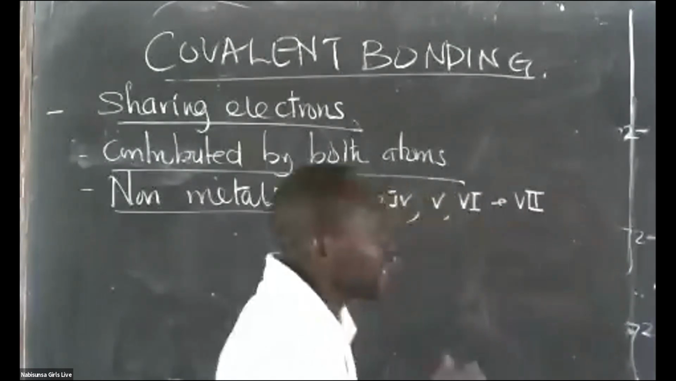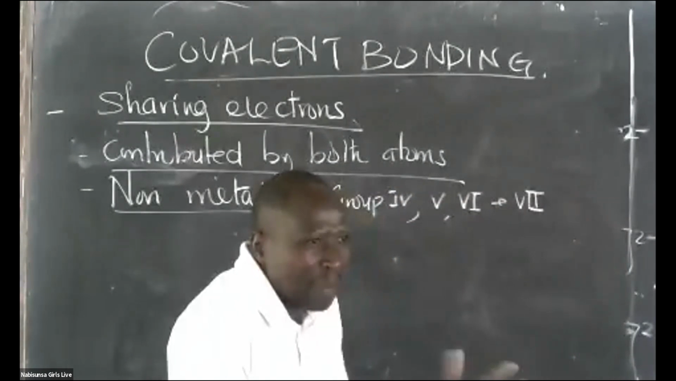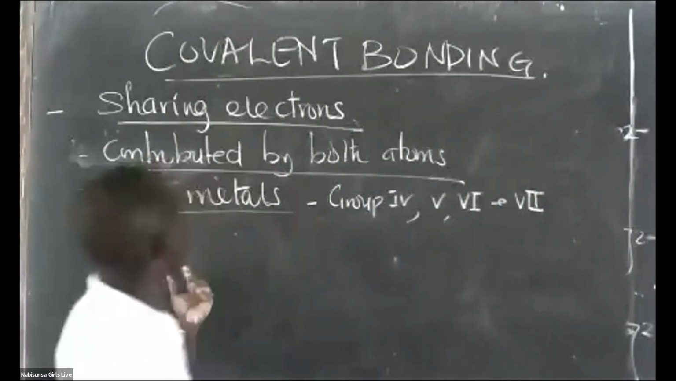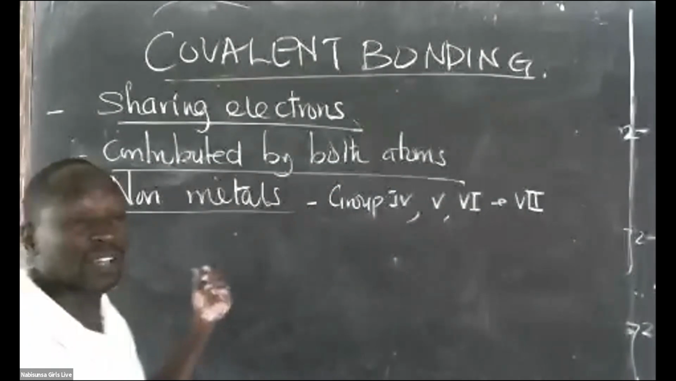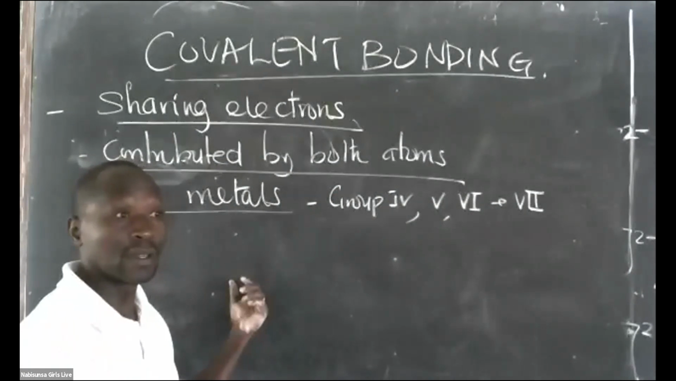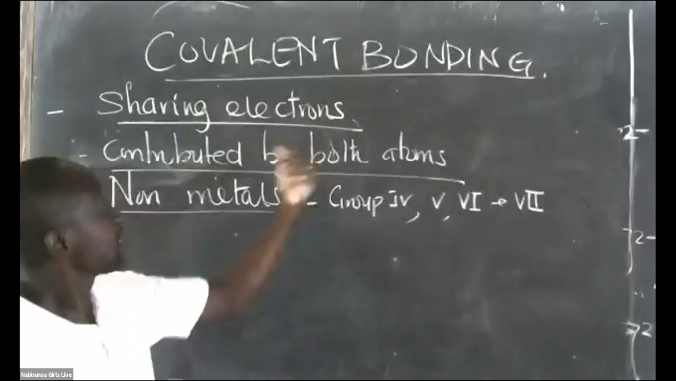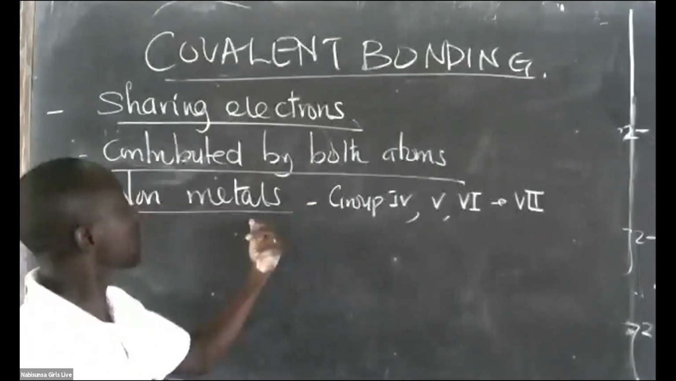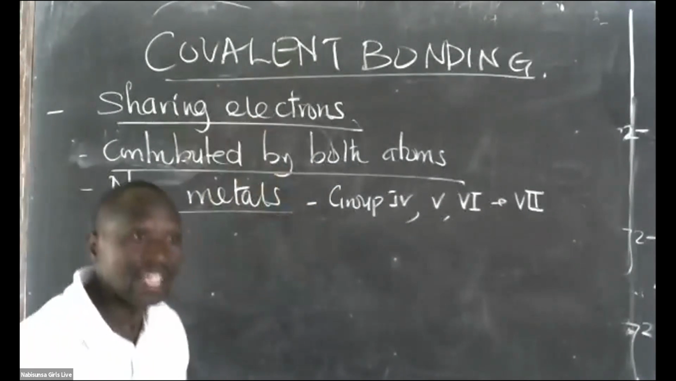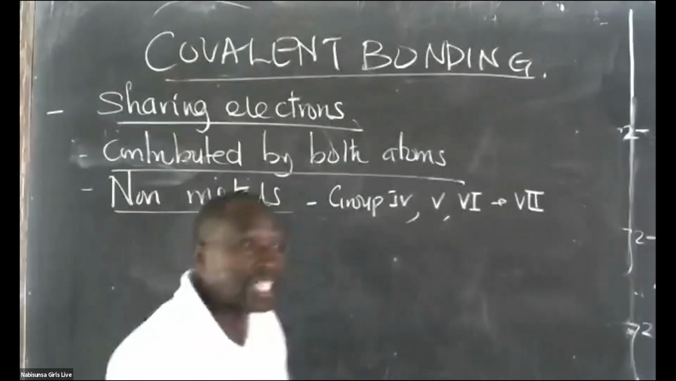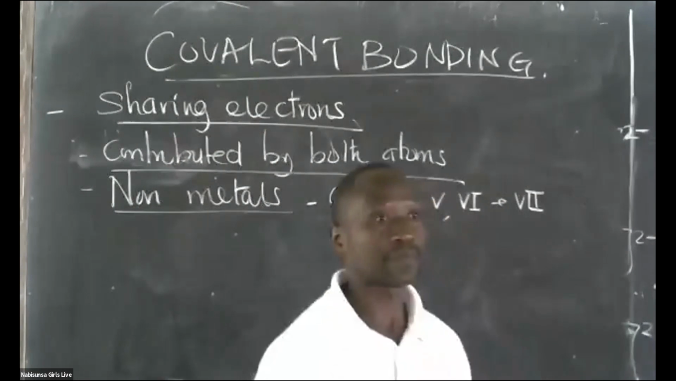Remember, a bond is some force of attraction that binds. So what is a covalent bond? It's a force of attraction that binds nonmetals together as a result of sharing electrons contributed by the participating atoms.